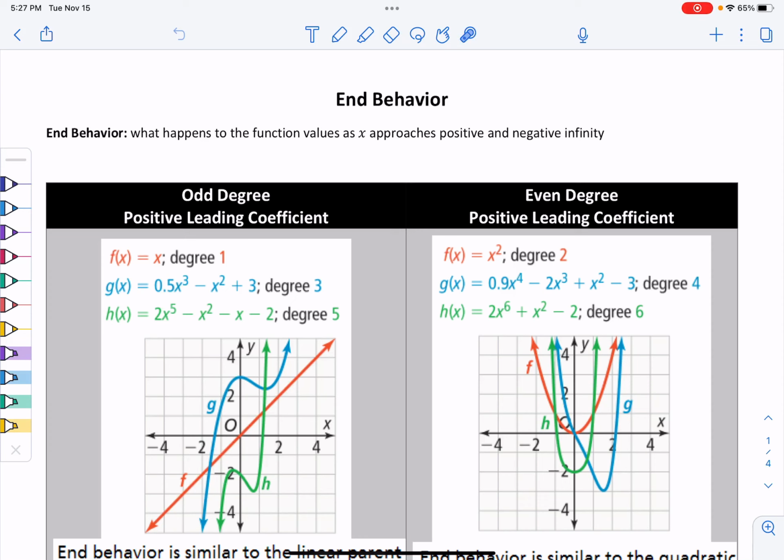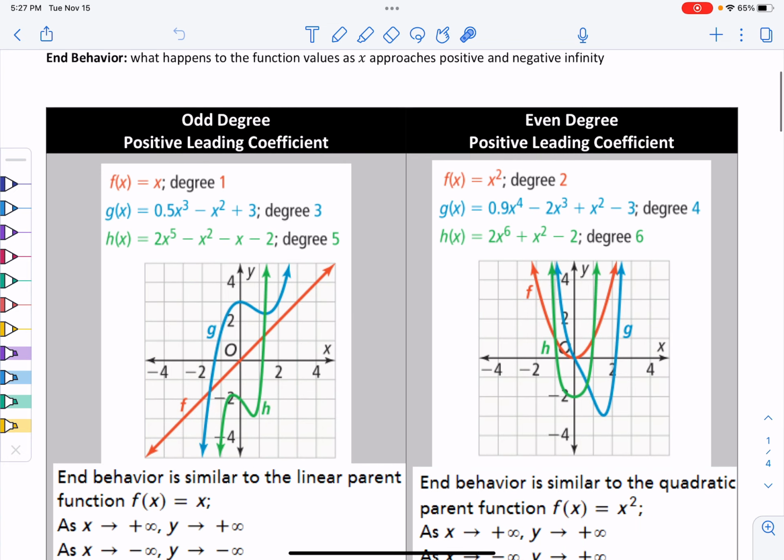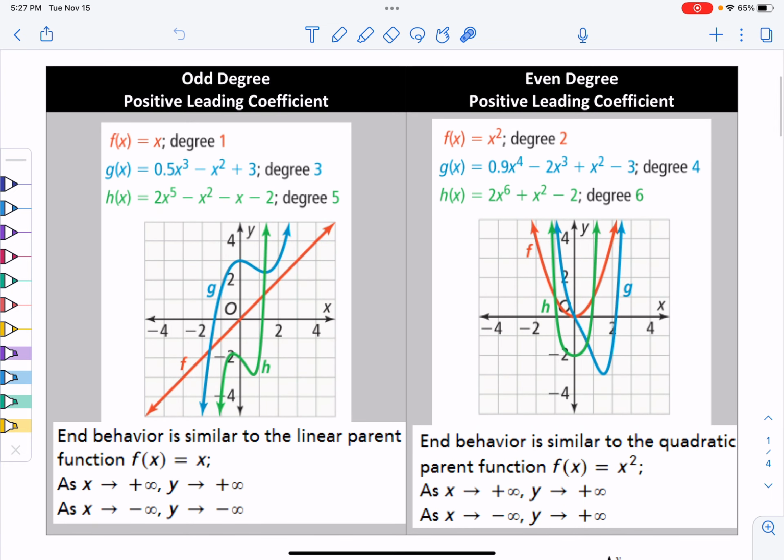We are going to be discussing end behavior. Now, end behavior is what happens to the function values as x approaches positive and negative infinity. So as x is moving left and right on our graph, we want to know what is happening to our y values. What is happening to the values that are coming out of our function when we plug in those x values? So let's look at these two examples here.